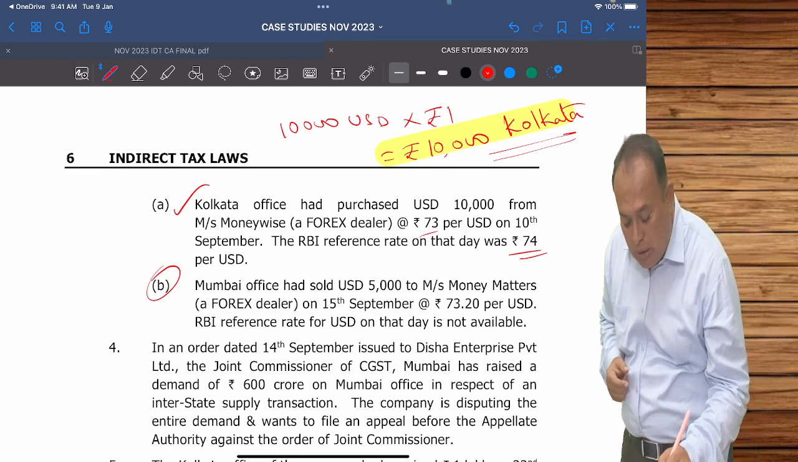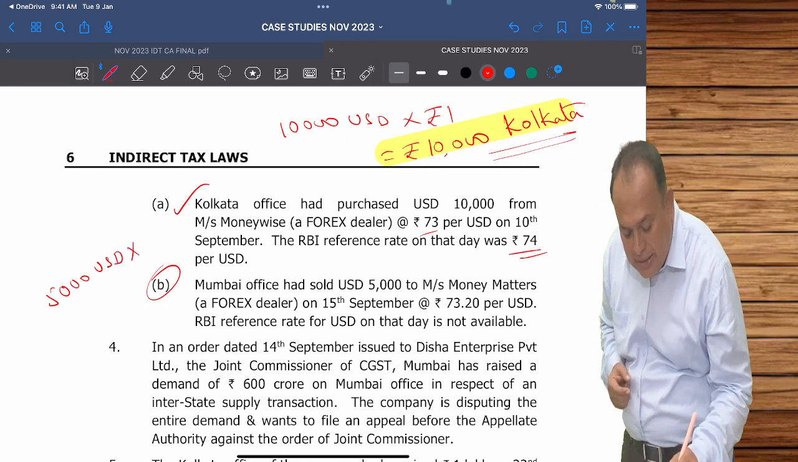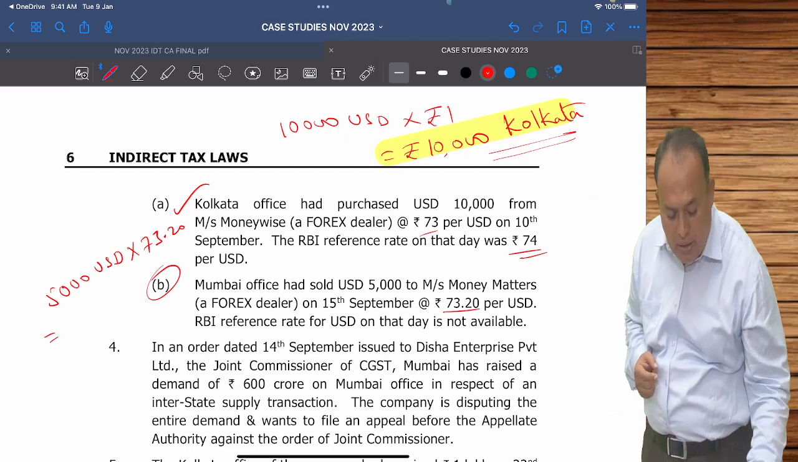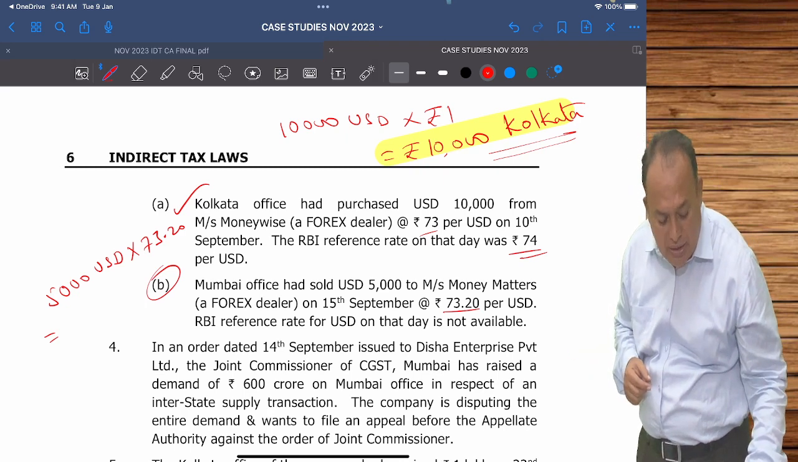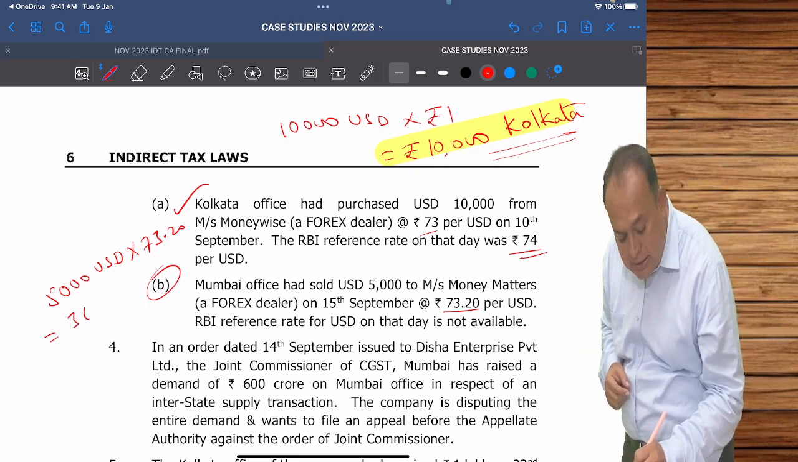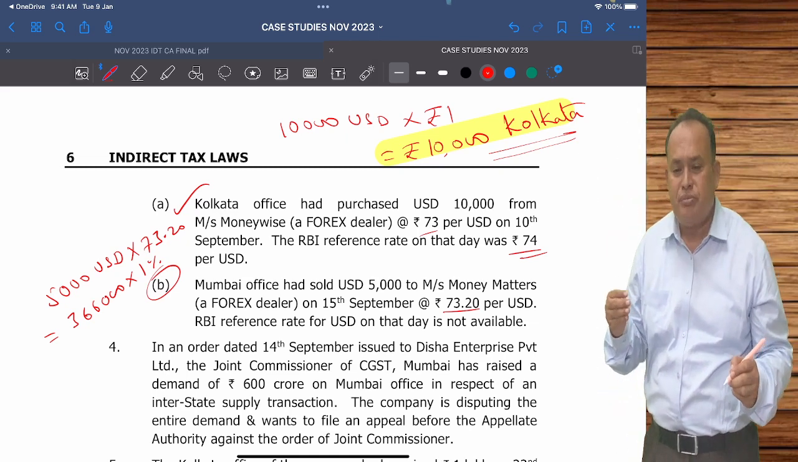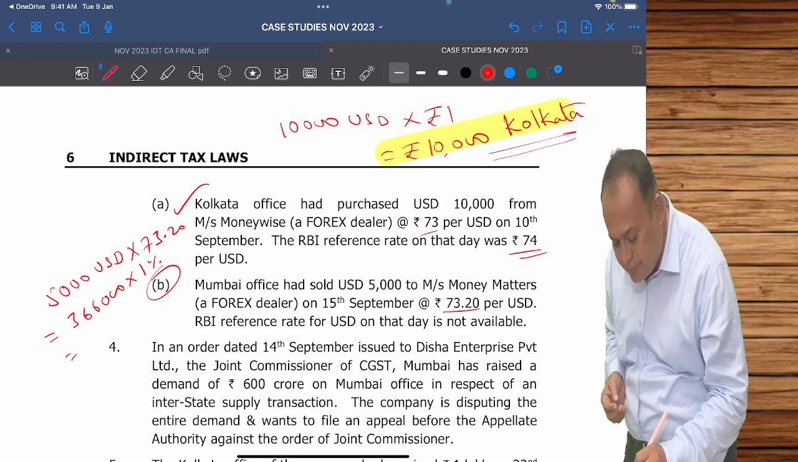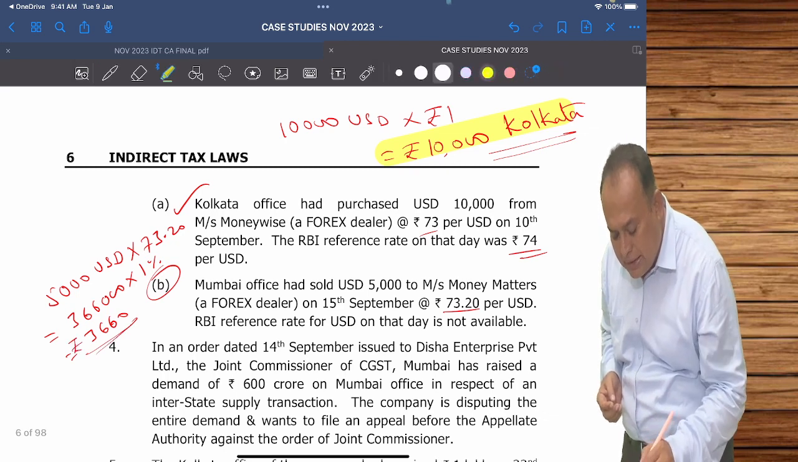Which value? Number of units sold. How many? 5,000 USD. Multiply at what rate? 73 rupees 20 paise. How much will come here? 5,000 multiplied by 73 rupees 20 paise, the actual exchange rate, we get 3,66,000, on which you apply what? 1% as per rule number 32 sub-rule 2 clause A. Therefore, you got 3,660 as the value of supply in the case of Mumbai office.